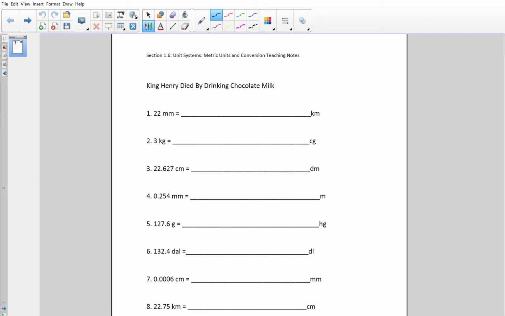So the K stands for kilometers, kiloliters, kilograms, so it's the Ks. The start of the sentence is the larger units, and all the way down to the end of the sentence are the smaller units. So this is hecto, so we've got hectometers, hectoliters, hectograms, and then this is a G, grams.